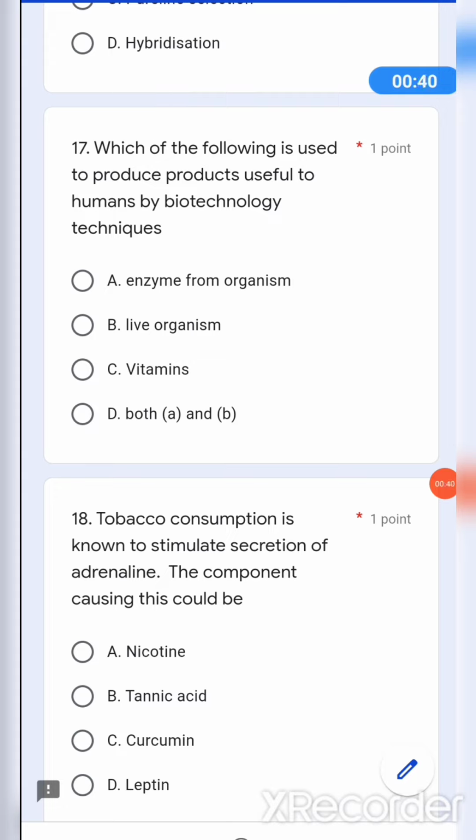17. Which of the following is used to produce products useful to humans by biotechnology techniques? Enzymes from organisms, live organisms, both A and B.